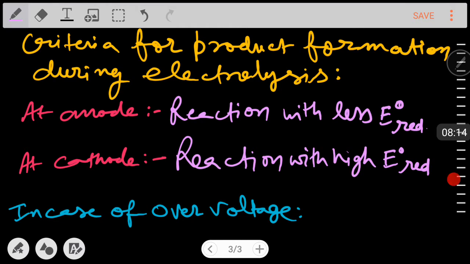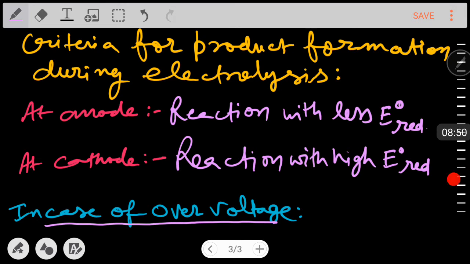If any reaction that is with first preference should occur at any electrode is kinetically very slow and requires high voltage for its occurrence, then the second reaction in the preference will take place. This is the third criteria. So in the case of overvoltage, what is overvoltage? Overvoltage is the extra potential which must be applied to carry out a particular reaction.